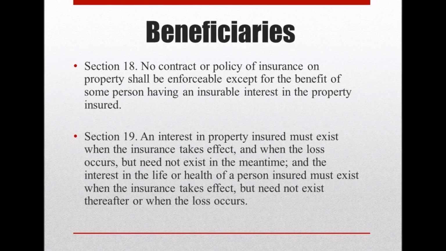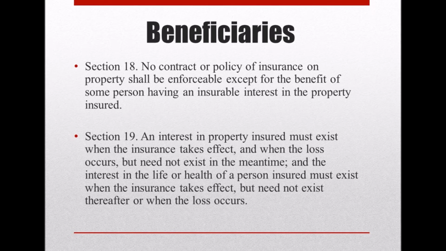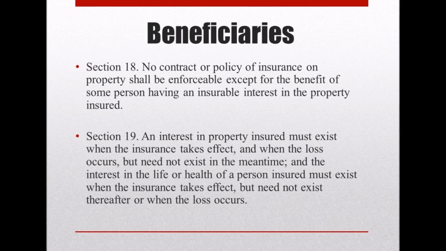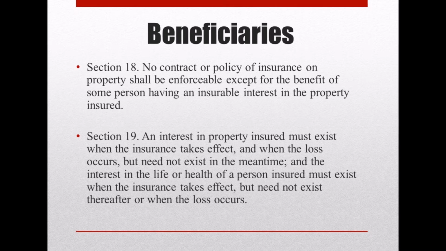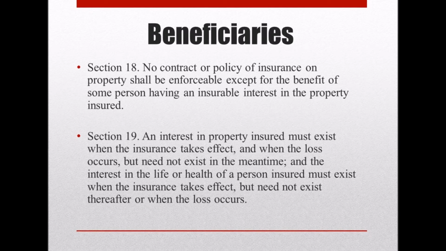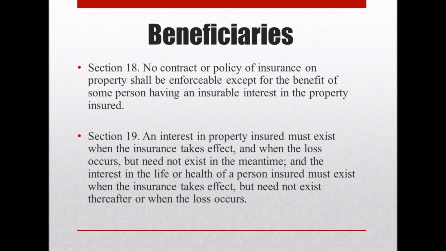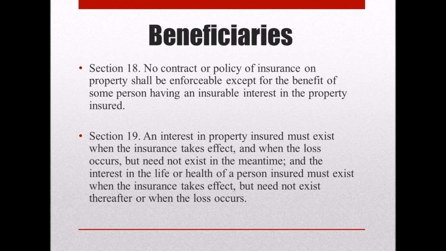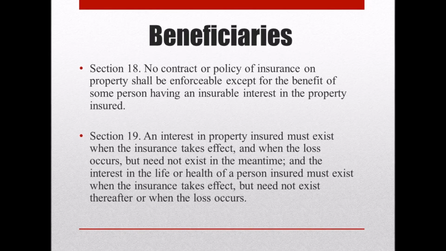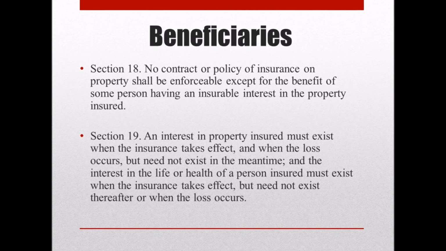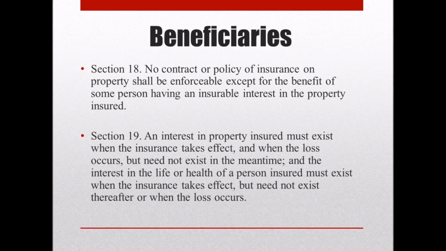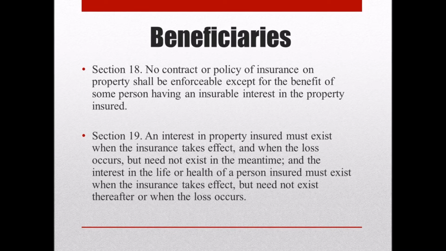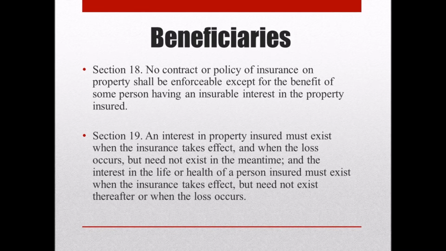A person cannot lawfully procure insurance on the life of another in whose life he has no insurable interest. Hence, the assured must have an interest to preserve the life to be insured in spite of the insurance. With respect to insurance on property, it is imperative that the beneficiary is a person having an insurable interest in the property insured. However, an interest in property insured must exist when the insurance takes effect and when the loss occurs.